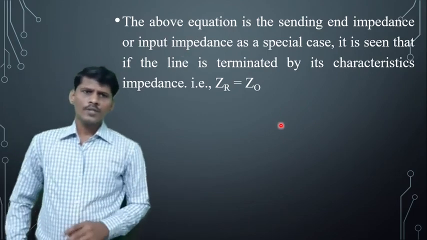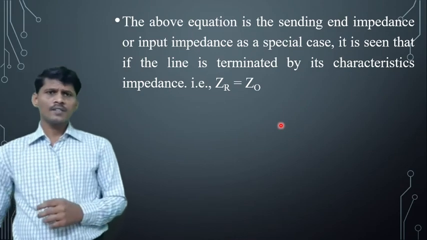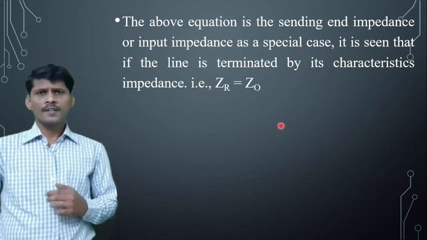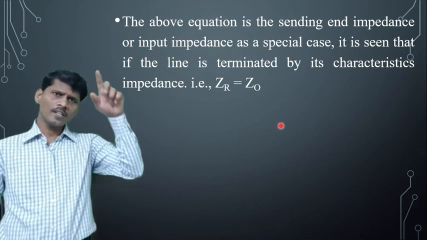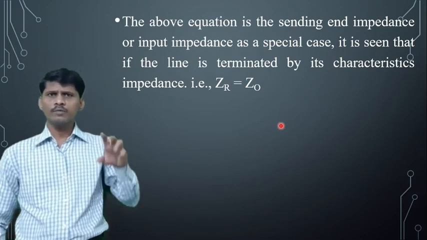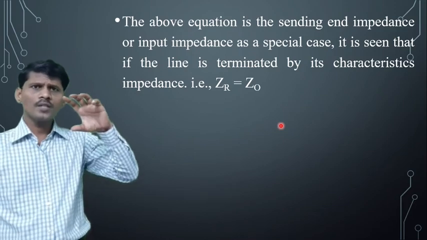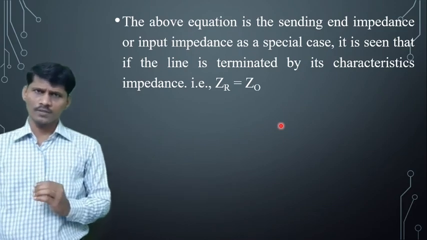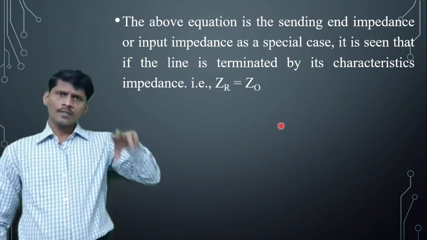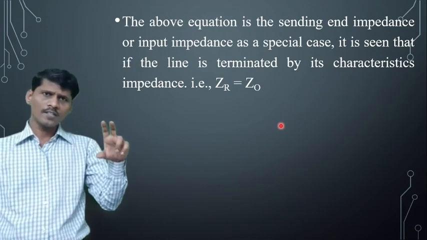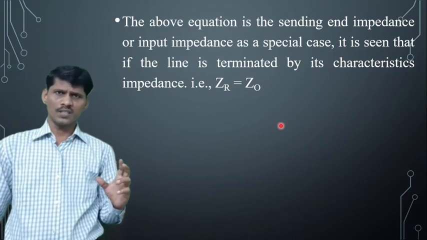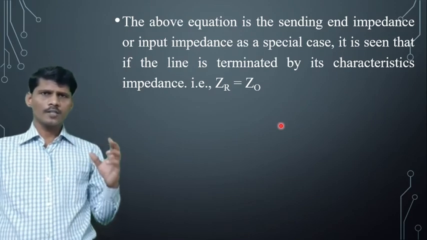The above equation is the sending end impedance or input impedance of a transmission line, where the end of the transmission line is terminated with a load impedance not equal to the characteristic impedance. As a special case, the load impedance is equal to the characteristic impedance, that is, load impedance ZR equals Z0.